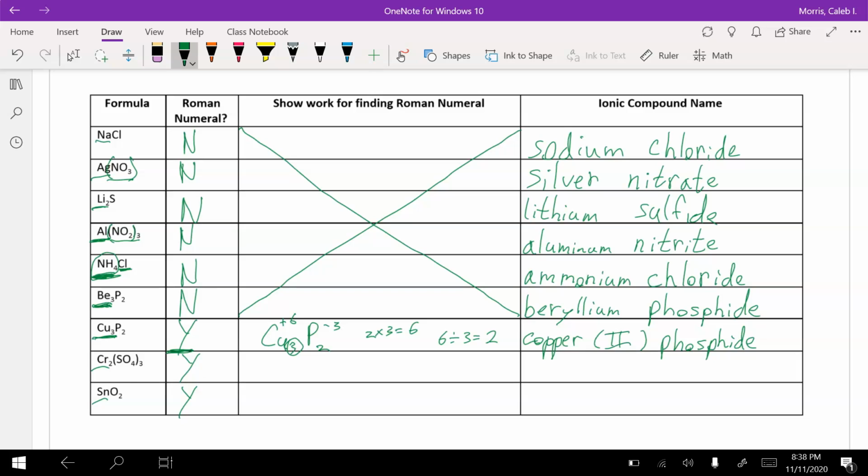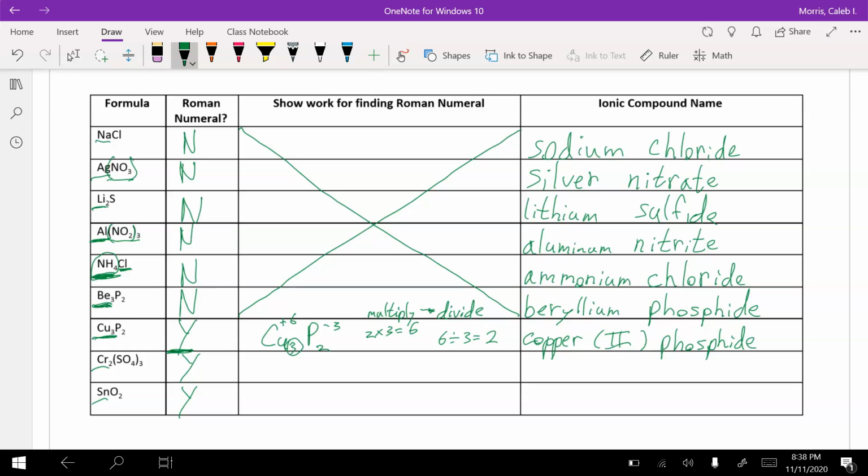So if you just need a memorization way to do this, you multiply the subscript times the charge, and then you divide by the other subscript. Let's do the next one.